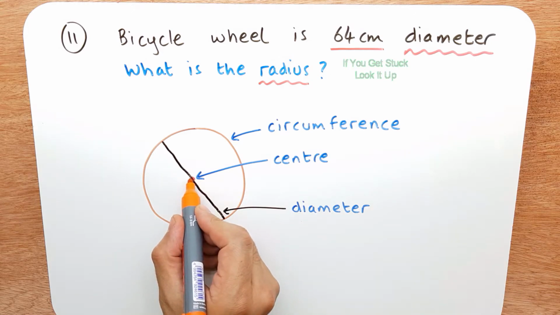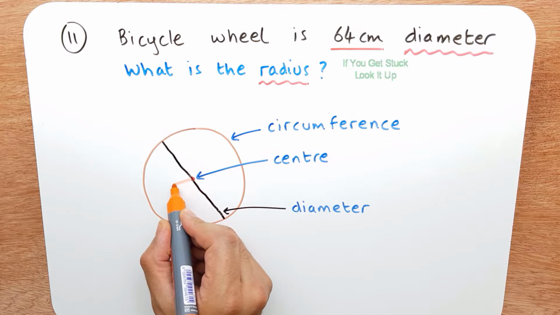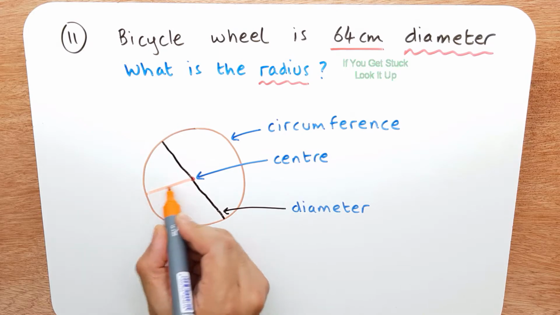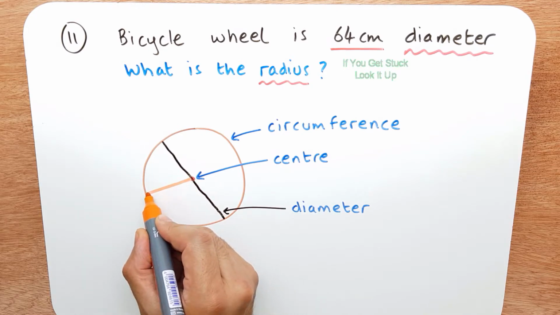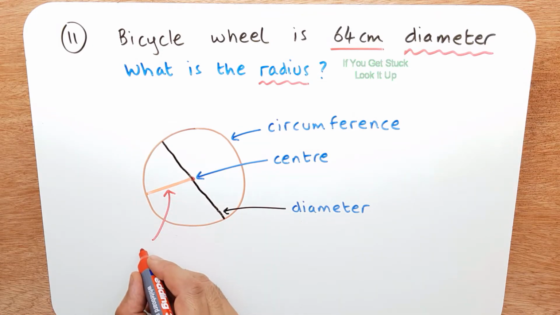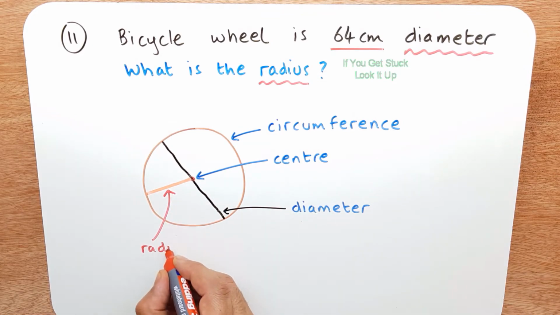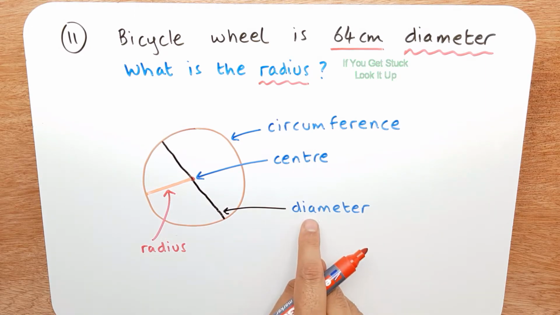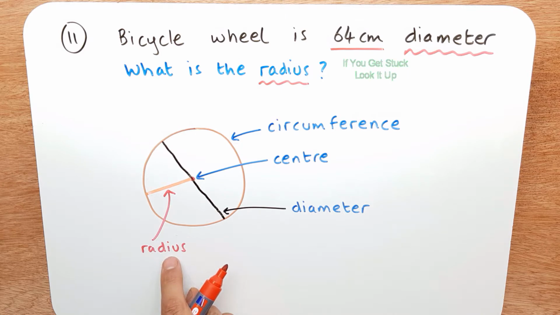And if I go from the center of the circle in any direction, I'm going to go this way to the circumference. So this line here is called the radius. And I want you to know the diameter is twice as big as the radius.